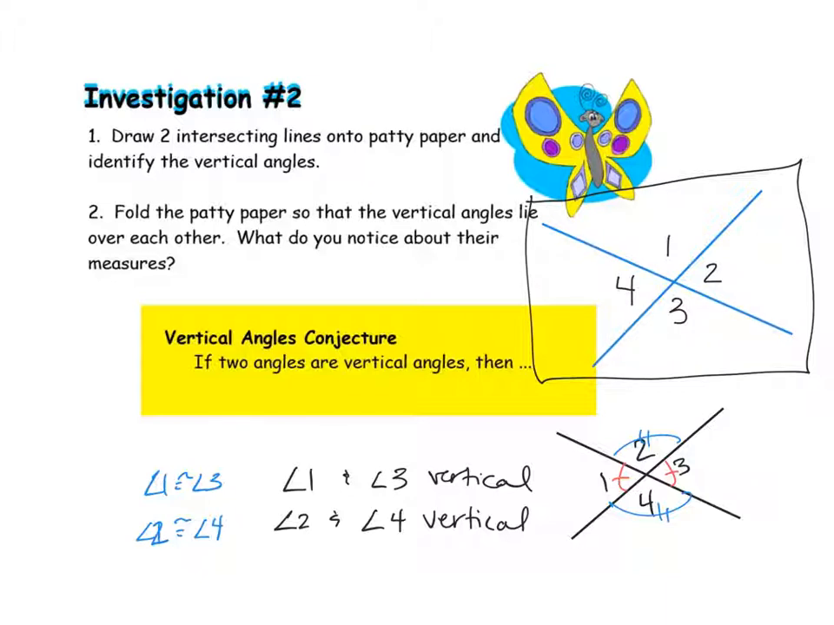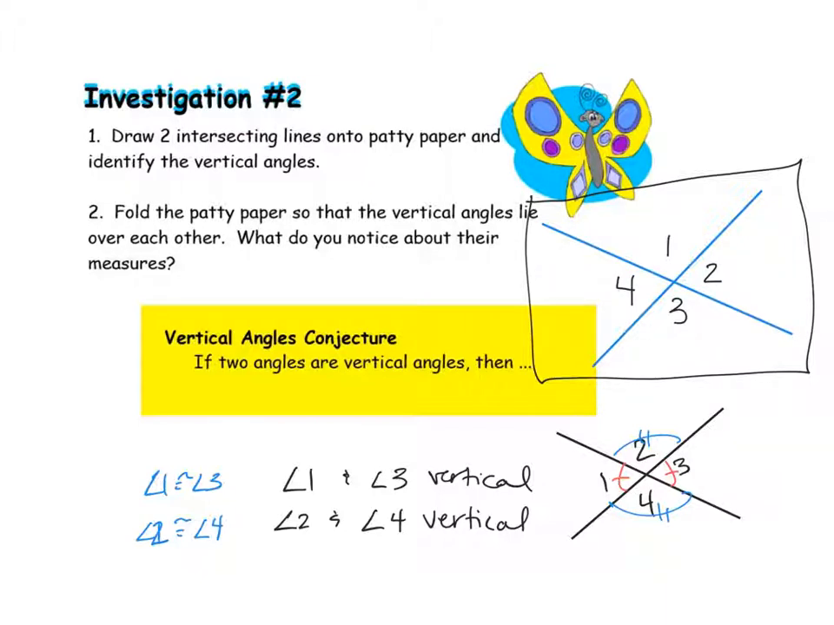I want them to lie right on top of the legs of angle 3. Okay, so again, we're folding the paper. Your paper may not be in half, and that's okay. It doesn't need to be. Okay, so you're going to fold it so that the legs of angle 1 lie on top of the legs of angle 3, and it should go right through this vertex.